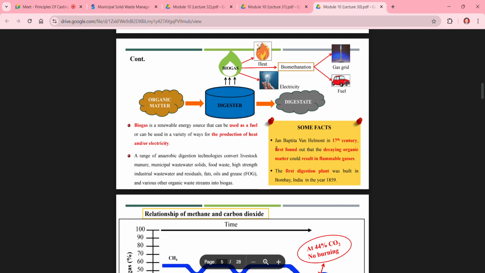For the anaerobic digestion process, we are going to need a digester. We will put our organic matter into that digester. During the digestion process, that will create two different things: one is biogas, and the second is digestate. This biogas can be a source for heat or electricity generation, or it can be converted for the gas grid or biofuels via the biomethanation process.